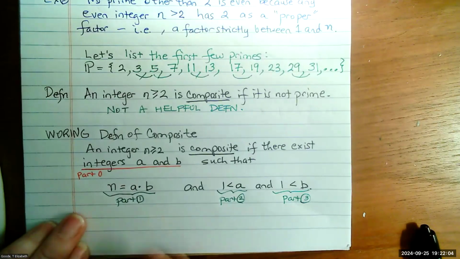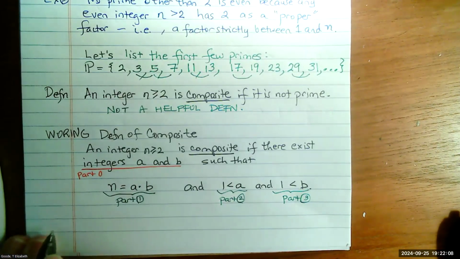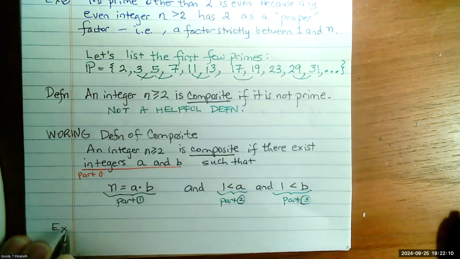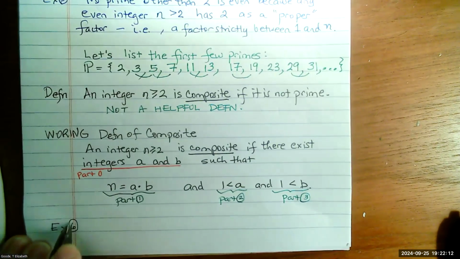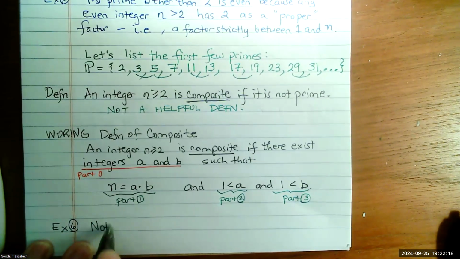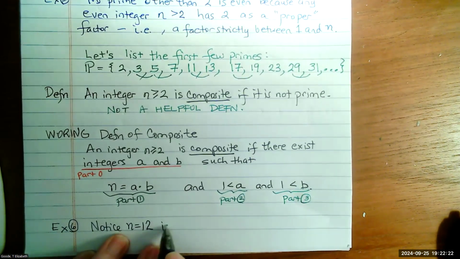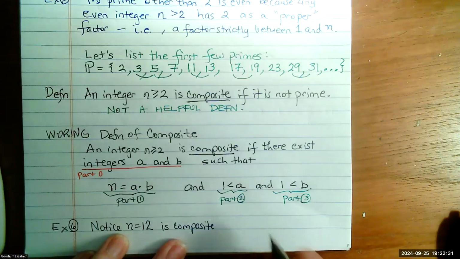Okay, so just a quickie example of how we might prove something is composite. Let's just do a real simple example. Notice n equals 12 is composite. Now there's a couple different ways we could factor 12 to get non-trivial factors, right? What do you want to use?